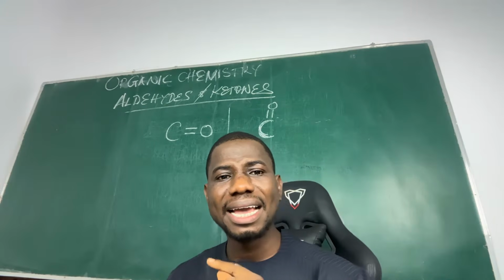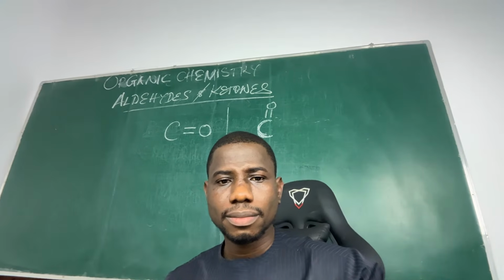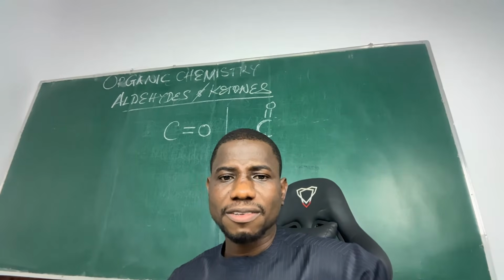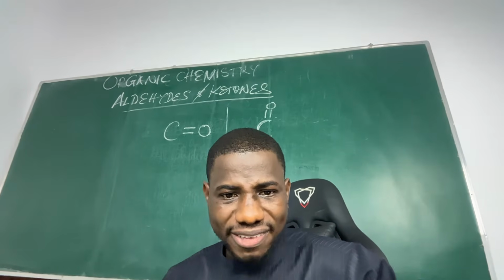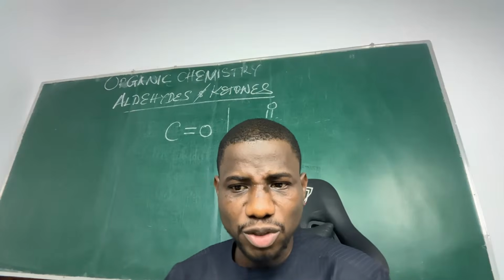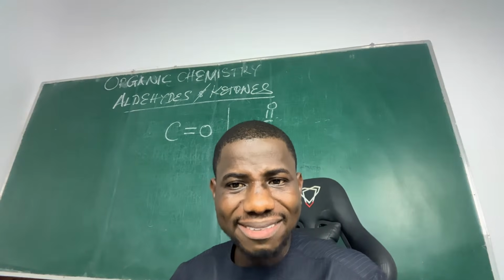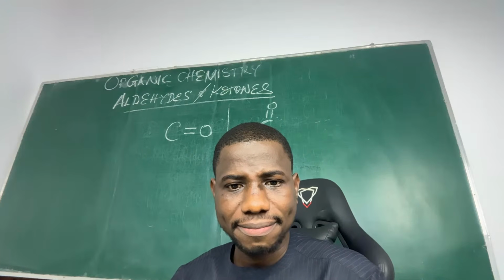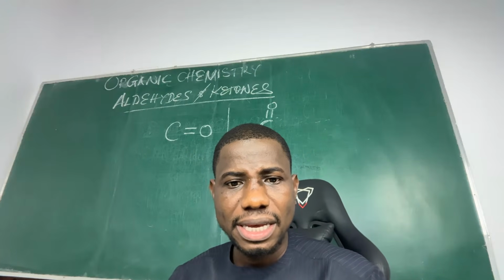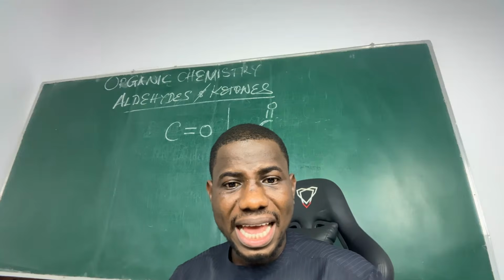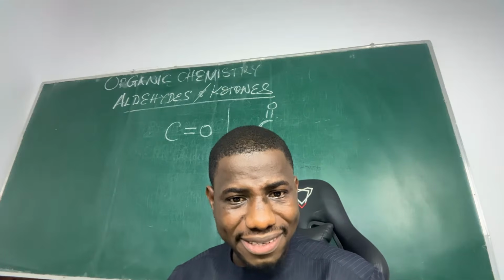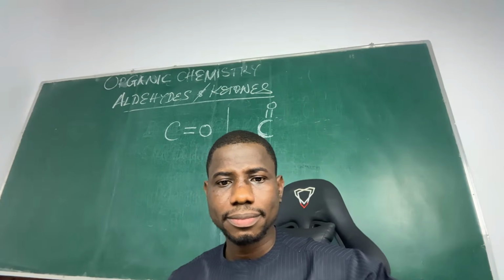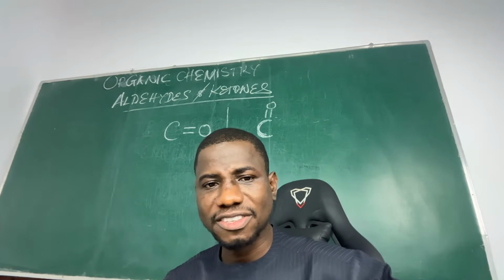That aldehydes and ketones contain a carbonyl group. Put that point down first. That's the first point you should know. The second point is that because oxygen is more electronegative than carbon, the carbonyl group is polar. That's the second point.